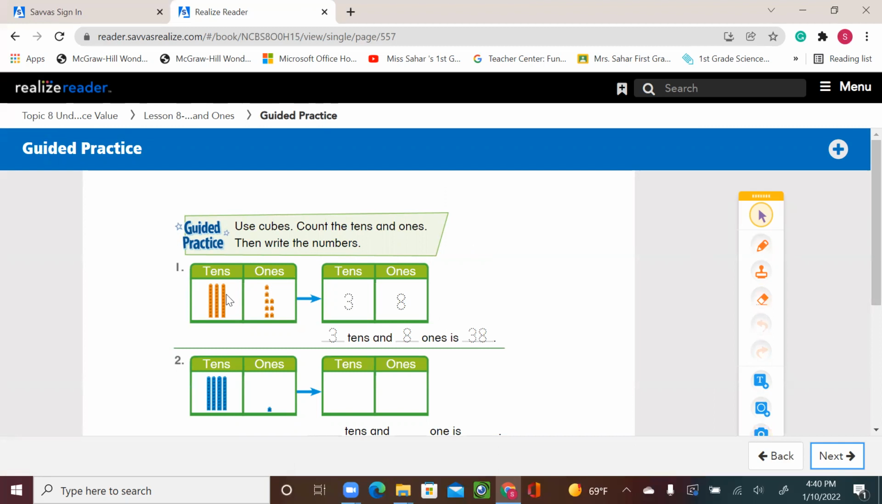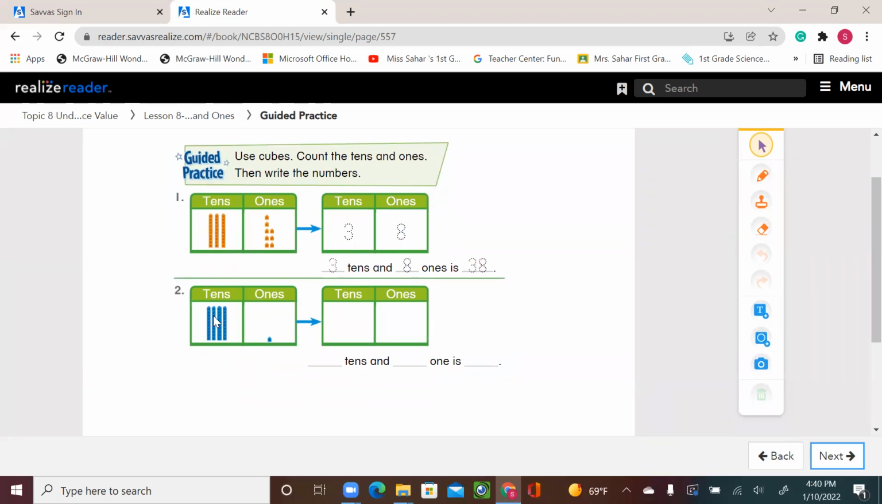All right, in your book, page 338, we have guided practice. Use cubes, count the tens and ones, then write the numbers. So over here, we have it drawn for us. We have the cubes. I have the model where it shows tens and ones. How many tens? How many groups of tens? 1, 2, 3. So that's 3 tens. How many ones? Let's count. 2, 4, 6, 7, 8. So that means I have 3 tens and 8 ones. Your number is 38.